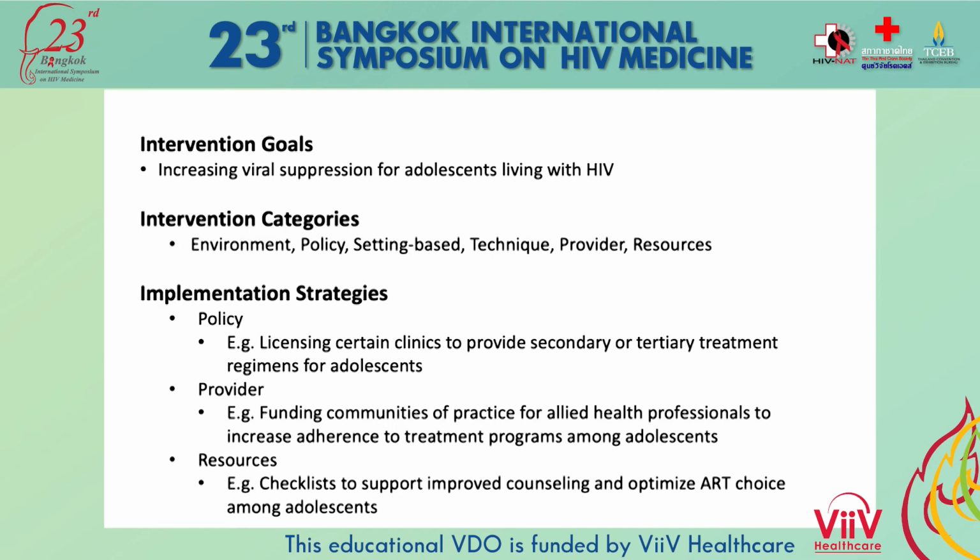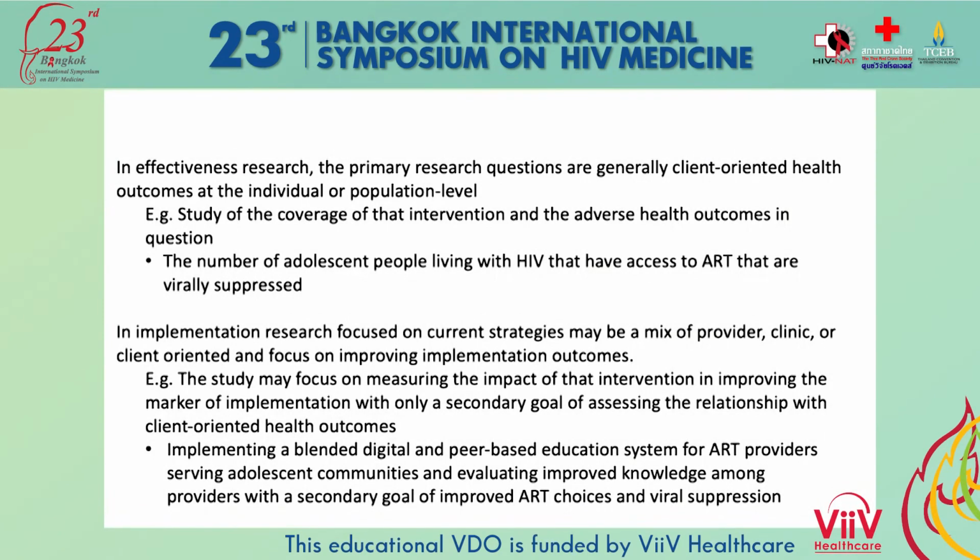So you take this very general idea into something very specific that, again, you would be evaluating as interim indicators and in a pathway of ultimately improving PrEP or treatment or STI management, et cetera, for adolescents. So I'll just say that as we think about effectiveness research, and evaluating effectiveness, the primary research questions are generally clinic-oriented health outcomes. So we might study the coverage of an intervention and adverse health outcomes in question. So it could be the number of adolescents living with HIV that have access to ART that are virally suppressed. That's a common outcome, or even more so, incidence, for example.